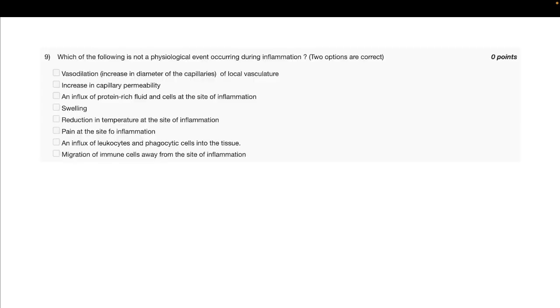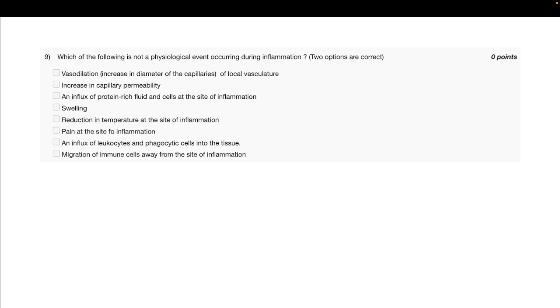Okay, then moving ahead. The next question is, which of the following is not a physiological event occurring during inflammation? And we have to select two correct options. So which of these do not occur when an inflammation occurs? Any guesses?